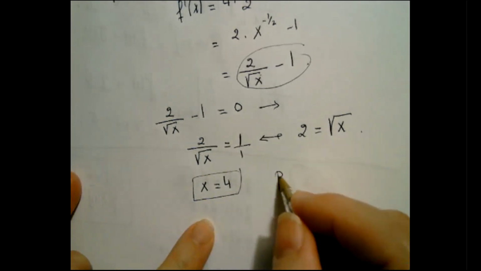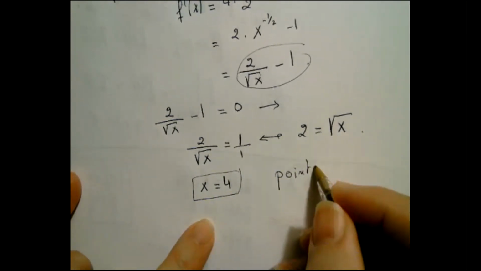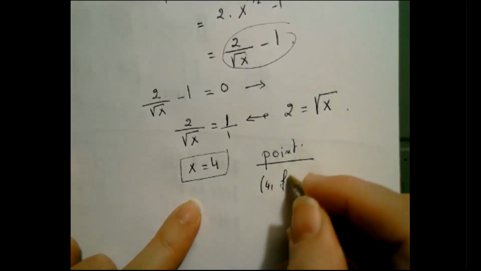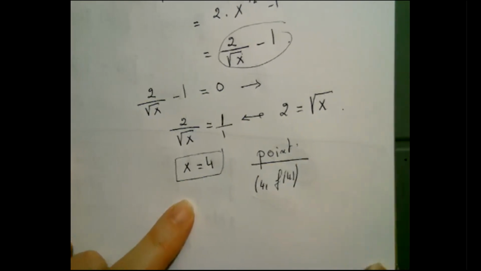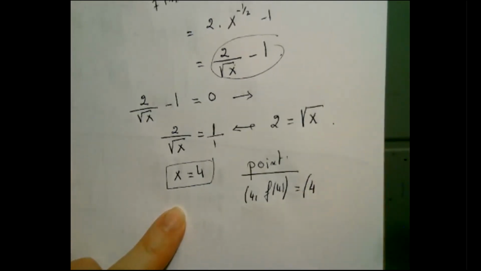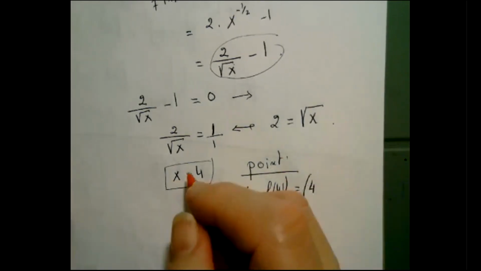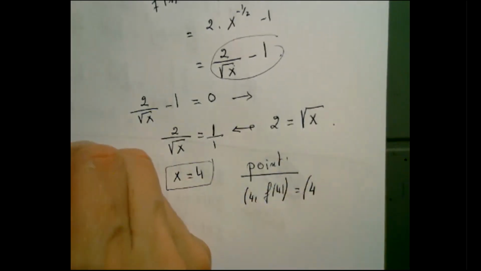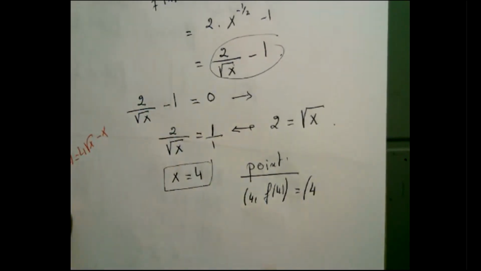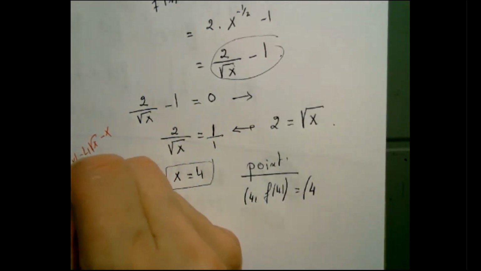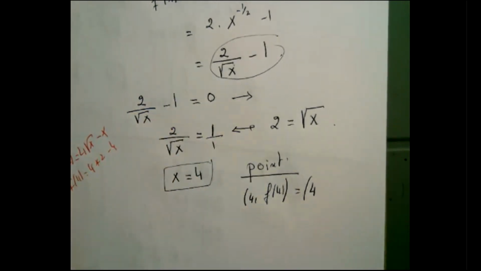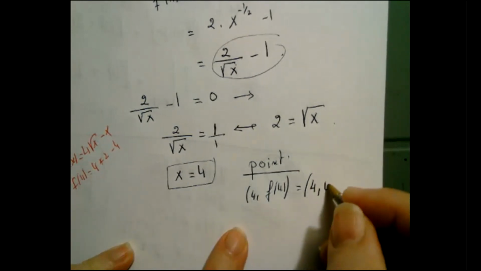Now if I need the point, I need to find the point for f of 4. That's where it will be horizontal. Now what is f of 4? I go back. My function was, I'll write it in front of us, 4 root x minus x. So if I want f of 4, it's 4 times 2 minus 4, which is equal to 4. And that's what we actually saw on the graph.